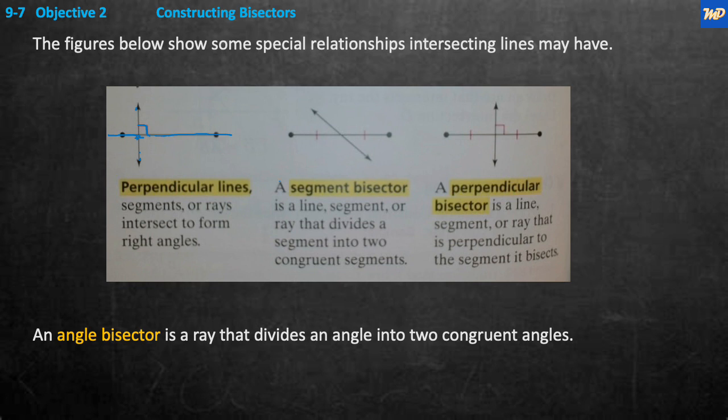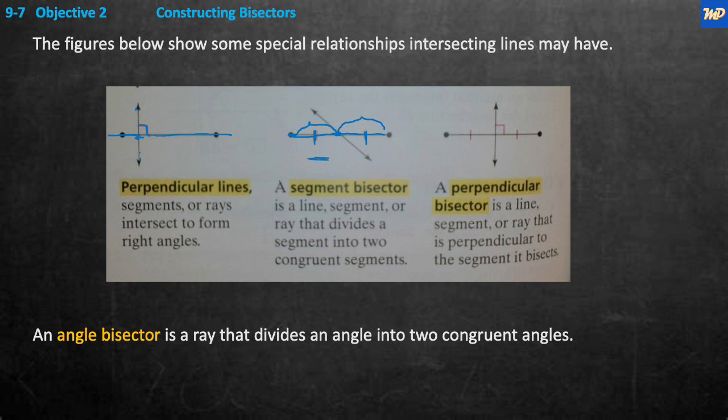A segment bisector is a line, a segment, or a ray that divides the segment into two congruent segments. So what they're showing you here is, here's the line right here. And with this line that bisected it, they're not saying what the angle of it is, but they're saying it bisects the line at some point. And at that point where it's bisecting it, a segment bisector says that this segment right here and this segment right here, from here to here and from here to here, are exactly the same length. They're congruent. And then finally here we have a perpendicular bisector. Here we just had a perpendicular line intersecting, it wasn't dividing it in half, but a perpendicular bisector is a line segment or ray that is perpendicular to the segment it bisects.